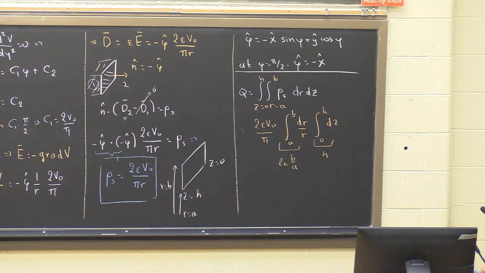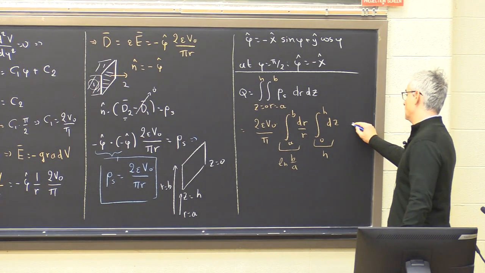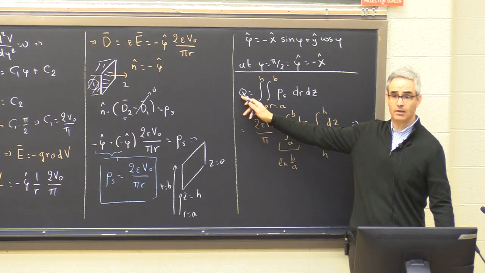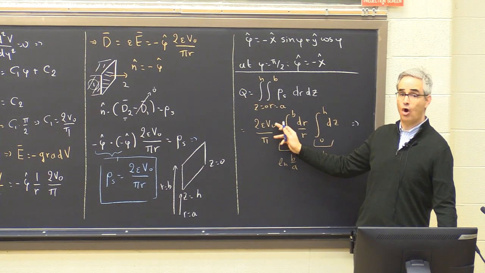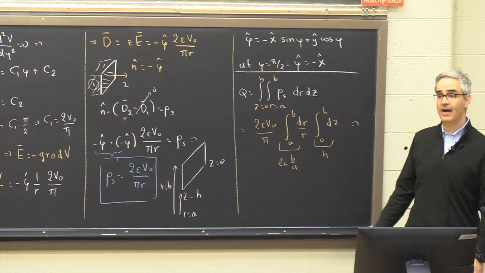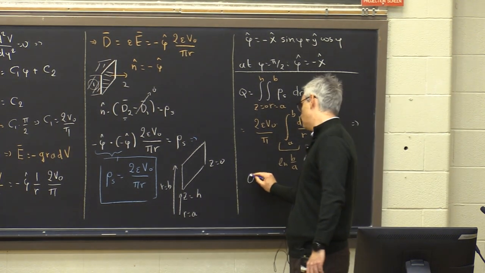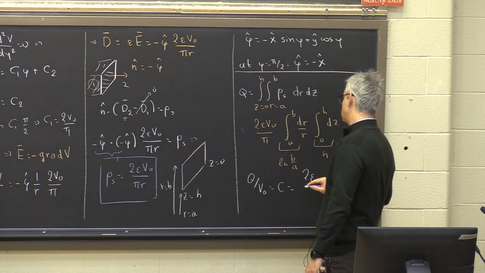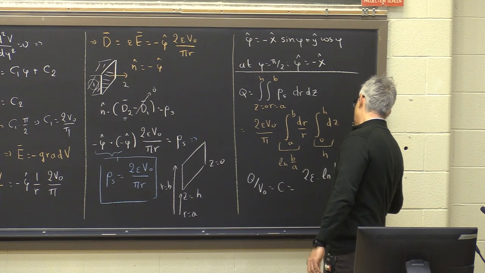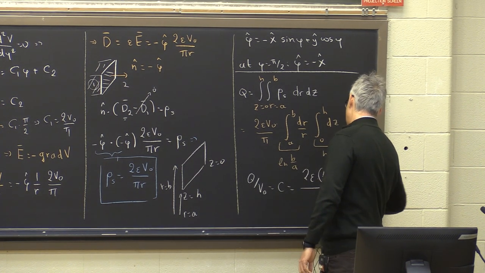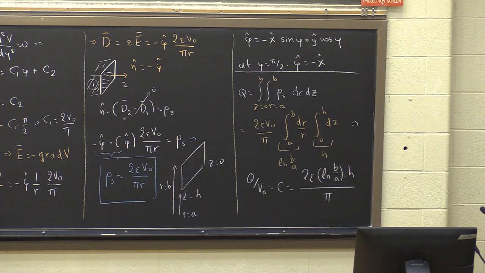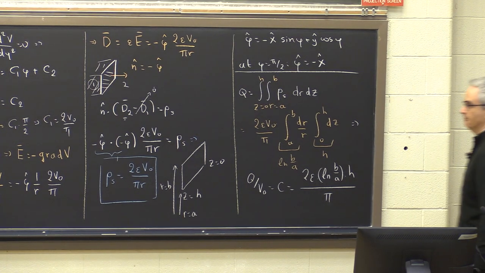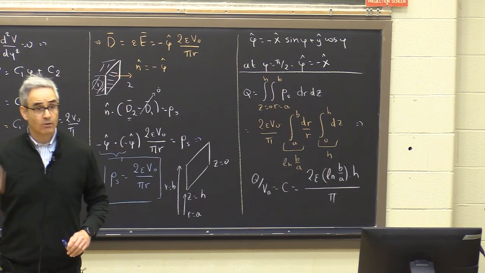And finally, the capacitance will be, this is a classical case where the capacitance just pops out. You express the charge in terms of V naught. So all you need to do here is divide out the voltage. So Q over V naught is the capacitance, and it is equal to 2 epsilon ln b over a times h by pi. So that concludes the capacitance calculation. Okay, any questions up to this point?